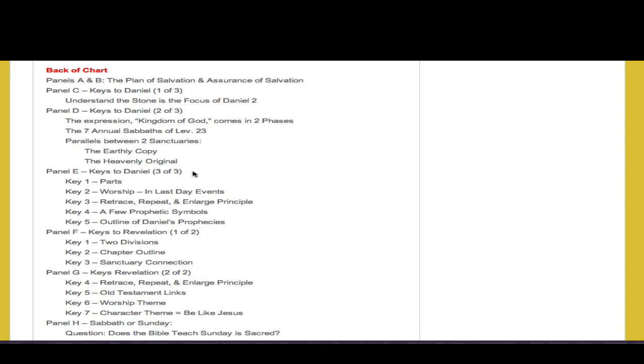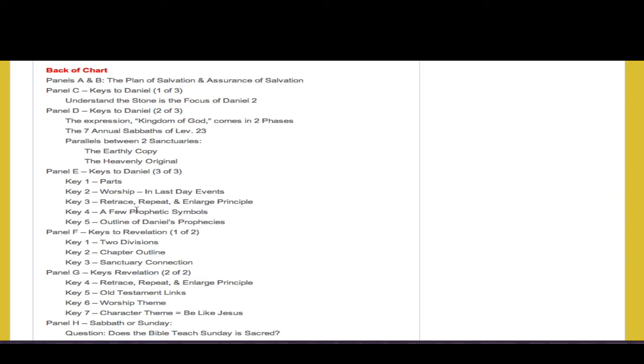Panel E is the third of the three keys for Daniel, and it lists 5 additional keys to explain the beauties to be found in the book of Daniel. Key 1 is talking about the parts of Daniel. Key 2 is showing the worship theme is there in Daniel, showing that there is going to be that same theme in the last days.